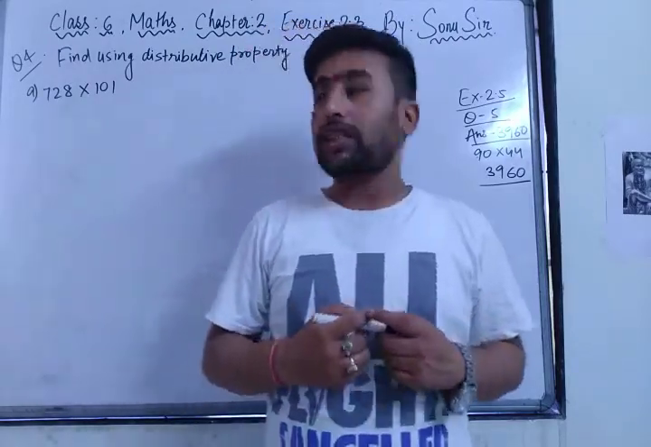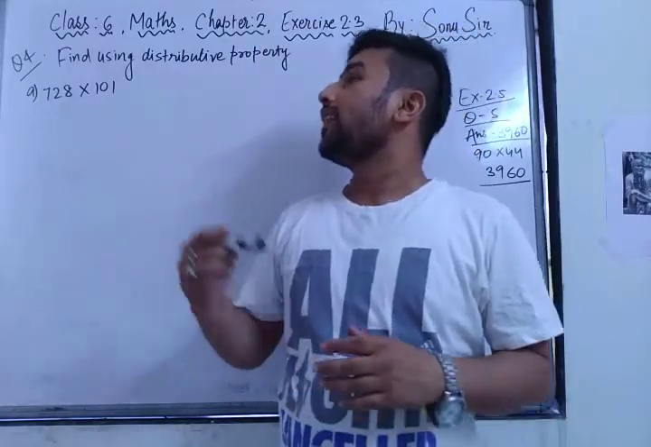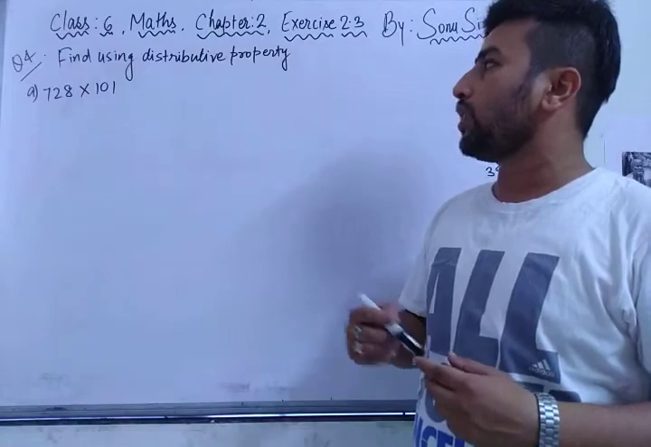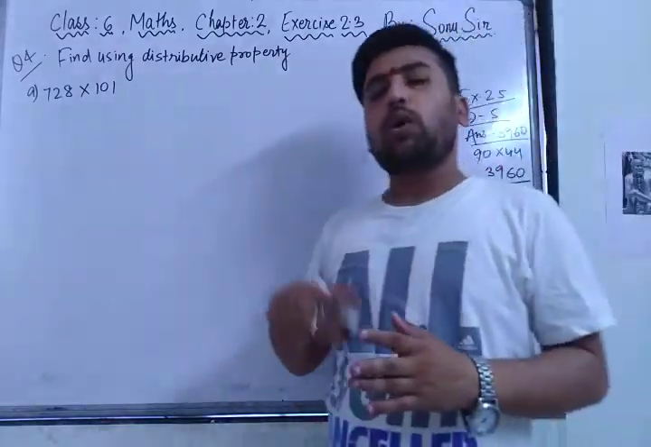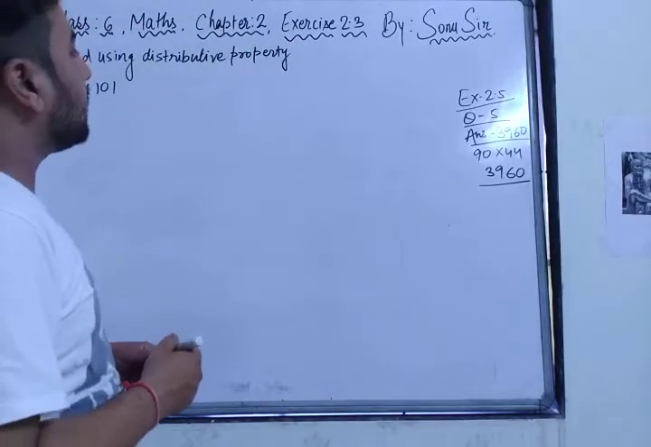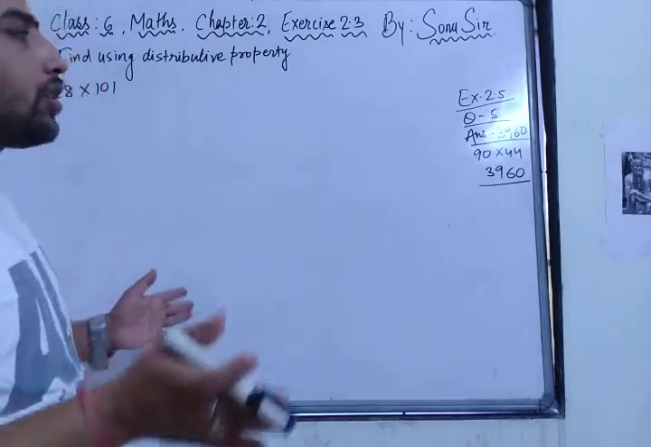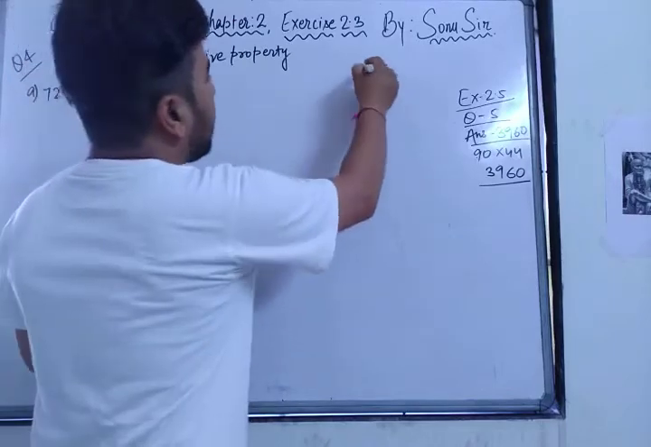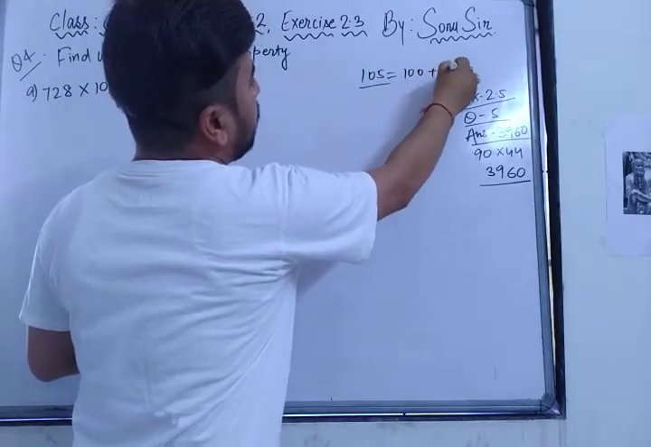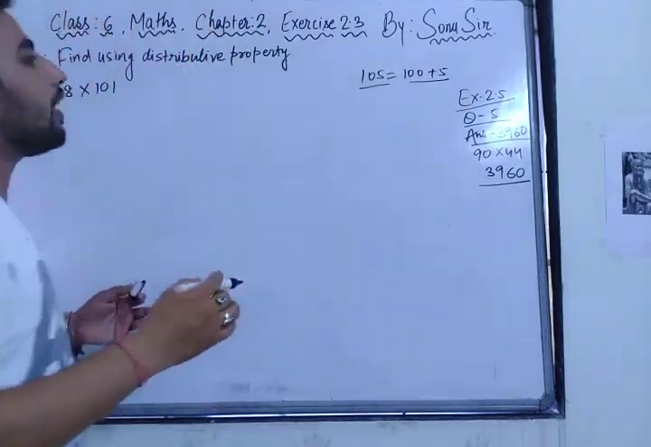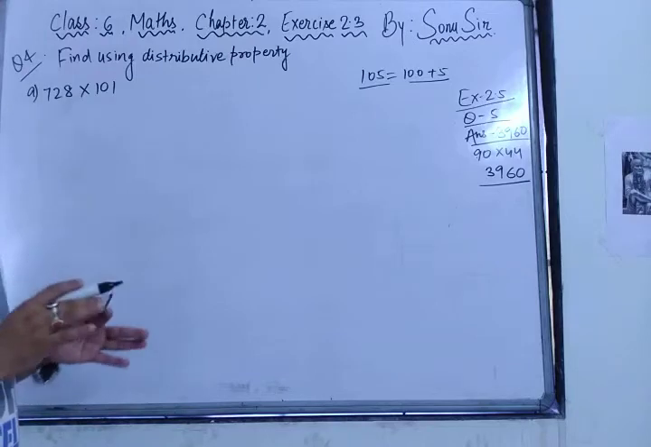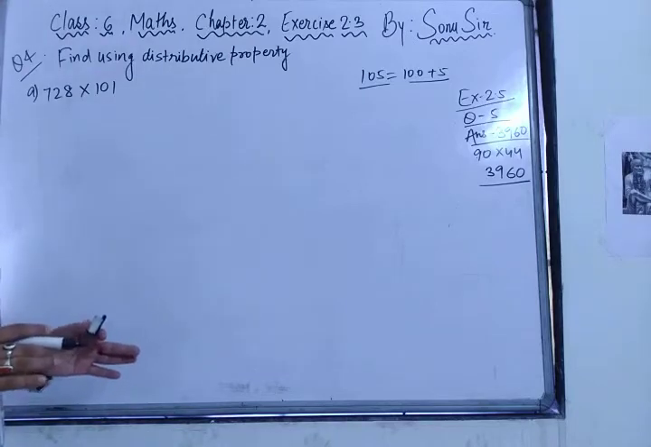Thank you very much. Today we will discuss exercise 2.3 question number 4: find using distributive property. First of all, what is distributive property? It means you have to distribute the numbers. For example, 105 is there. Can we distribute this number into 100 plus 5? The two parts we have distributed. Whenever you are distributing, the product result should come in a round figure. That's why we use this property.